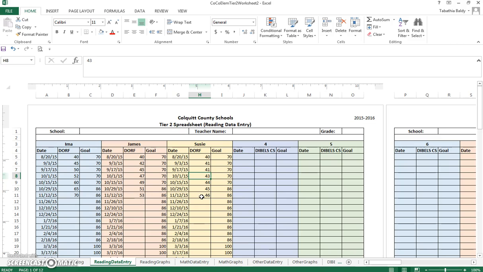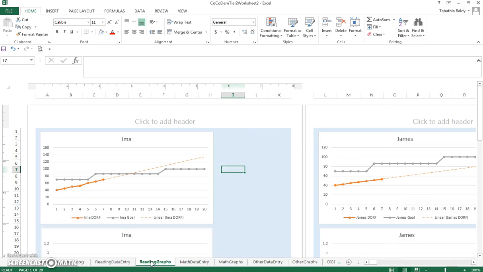Now let's look at the graphs and see if we can determine how these three students are responding to the same intervention. Click on the Reading Graphs tab and let's look at Ima's data first. You'll notice that because I went ahead and put in all of my data points for the goal for the year, I can clearly see where Ima should end up by the end of the school year. The linear trend line is predicting that if Ima continues to grow at the rate that she has been growing, she will catch up with her grade level peers and meet grade level expectation by the middle of the year. We would consider this a positive response to intervention.